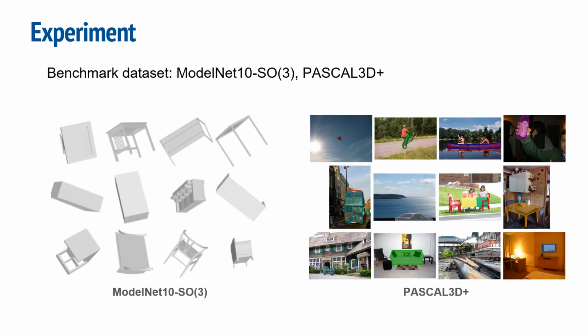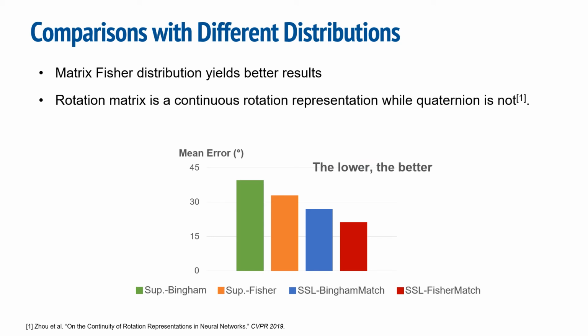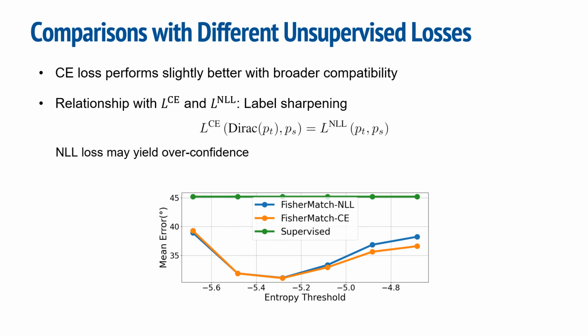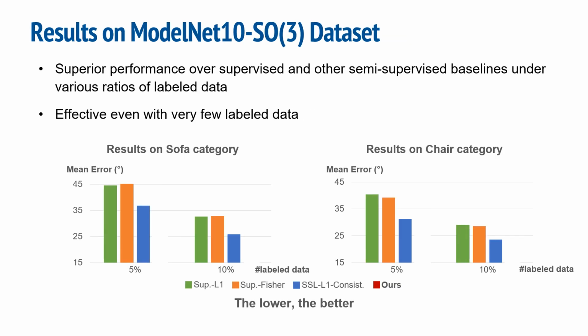We evaluate our algorithm on common benchmark datasets. We find the matrix-Fisher distribution yields better regression accuracy than the Bingham distribution, since the rotation matrix is a continuous rotation representation while the quaternion is not. Our experiments show that CE loss performs slightly better with broader compatibility. Notice that NLL loss is a sharpened version of CE loss, and thus may yield overconfidence, especially with a tolerant entropy threshold. We show results on the ModelNet10-SO3 dataset.